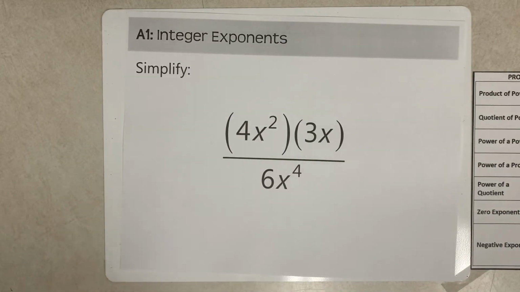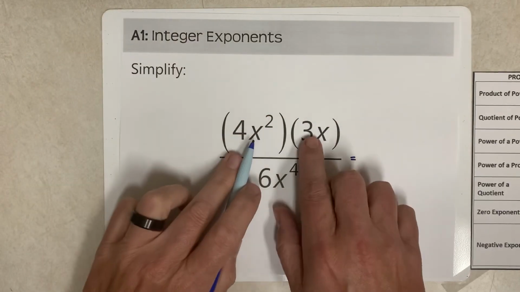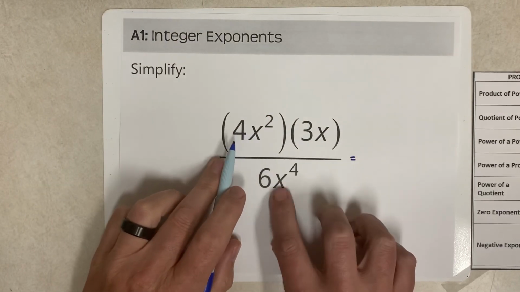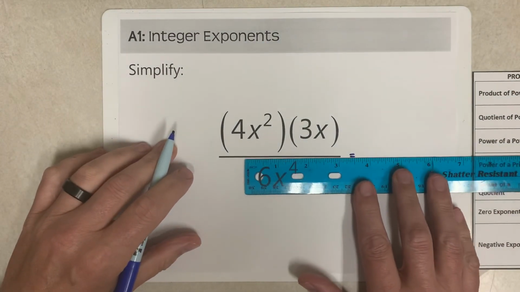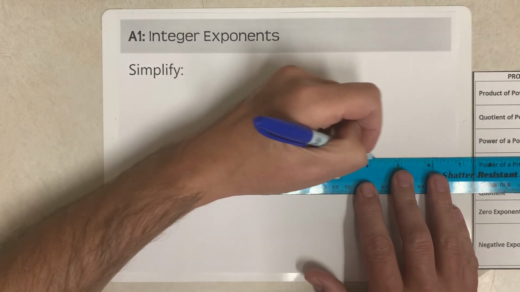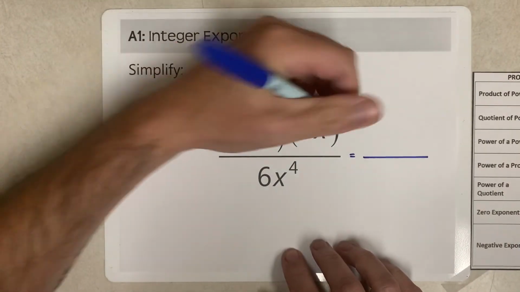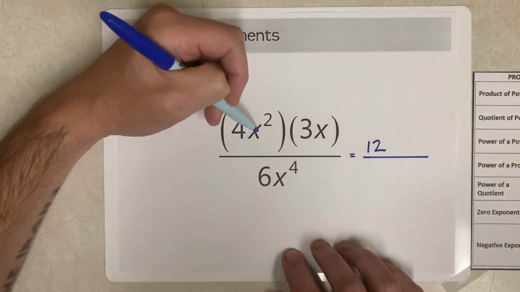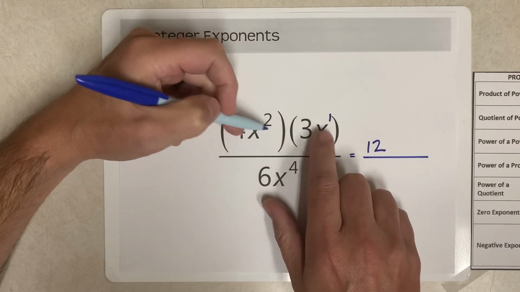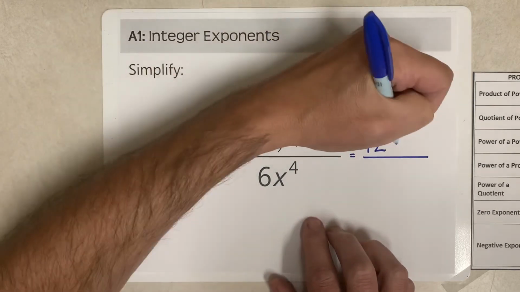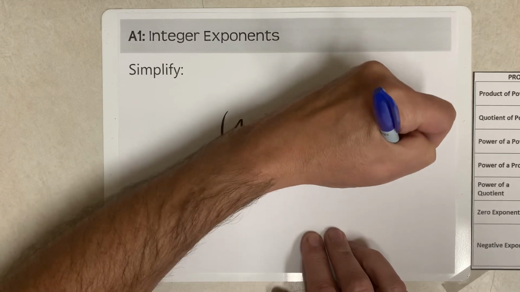Okay, our final example. In this one, we need to simplify a little bit first. So these 2 guys, I'm going to multiply, and then I'll deal with this. So let's go ahead and write a fraction bar here, because we're going to need it. Okay, so 4 times 3 is 12. X squared times another x to the 1st power, you add, because they're side by side. 2 plus 1 is 3, so I have x cubed, still over 6x to the 4th.